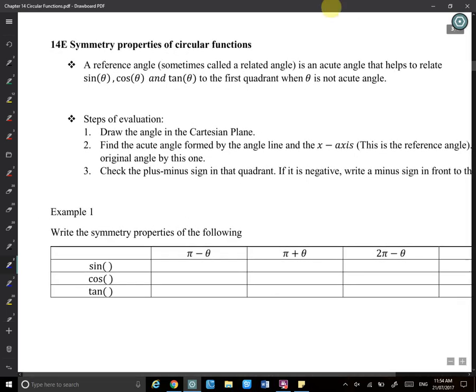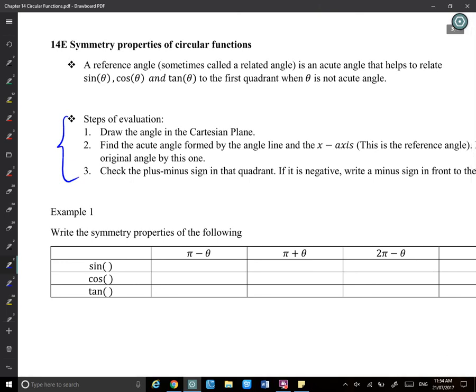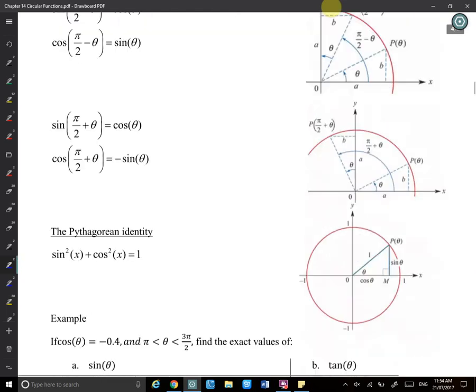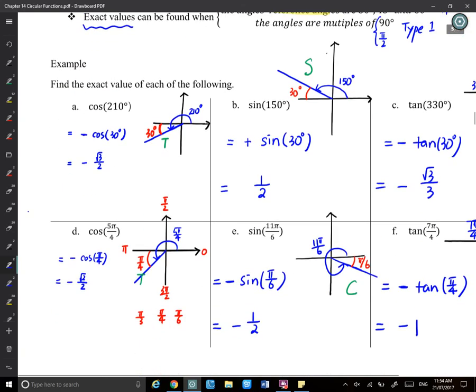First, I'll just let you know the steps for evaluation are written here. The method you use to evaluate the exercise you just did follows those steps. The method is here. So it's how you do those questions.